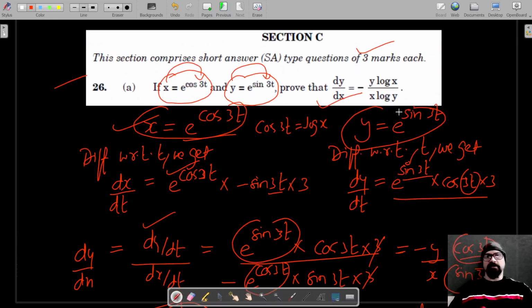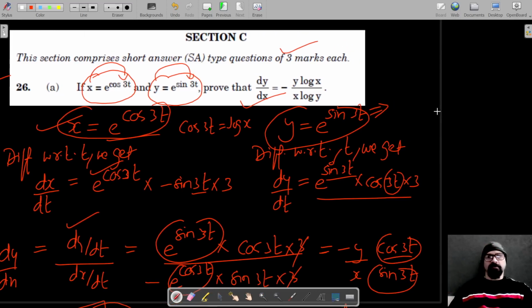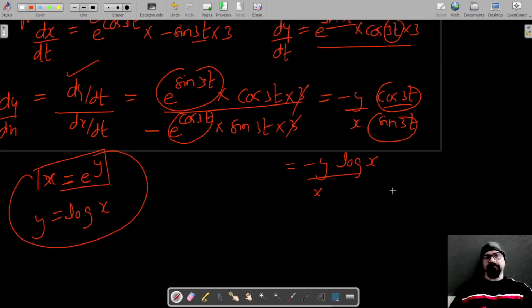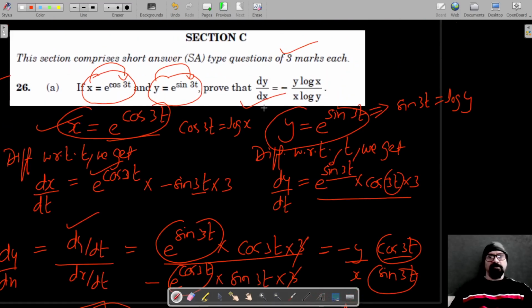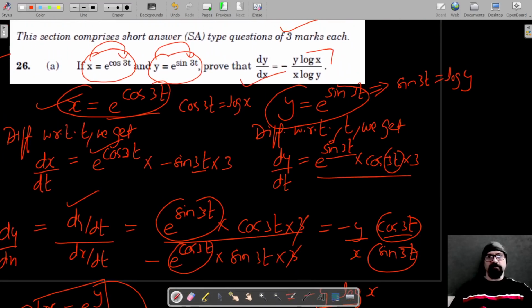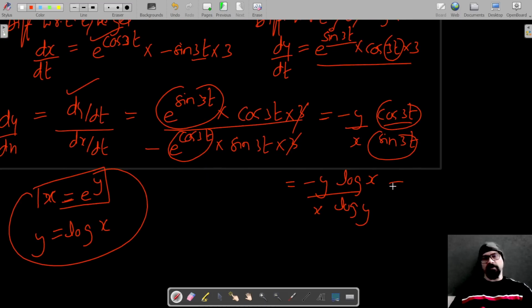Now for sine 3t, y is equal to e raised to the power sine 3t, so sine 3t becomes log y. So we have differentiated this. dy by dx is equal to minus y by x log x upon log y, which is equal to our RHS.